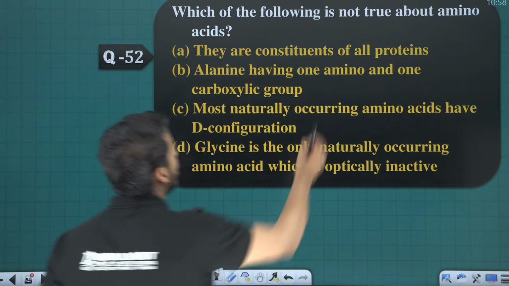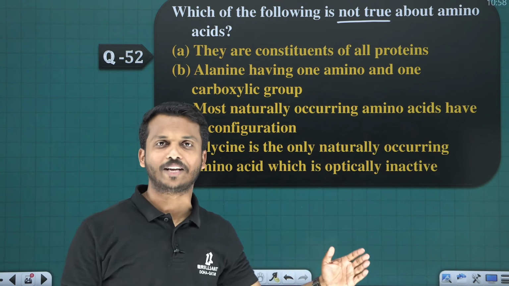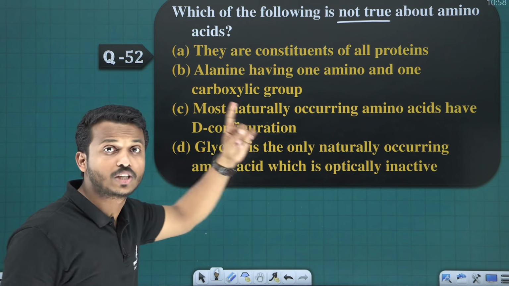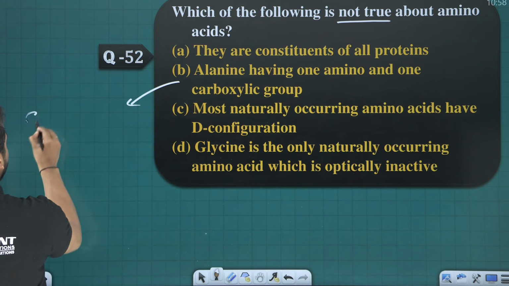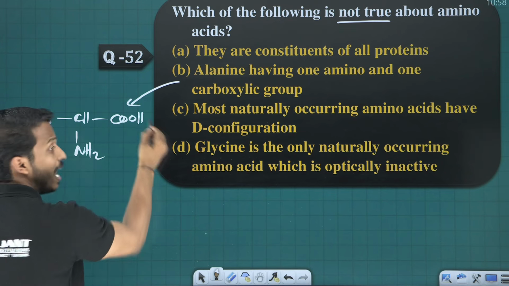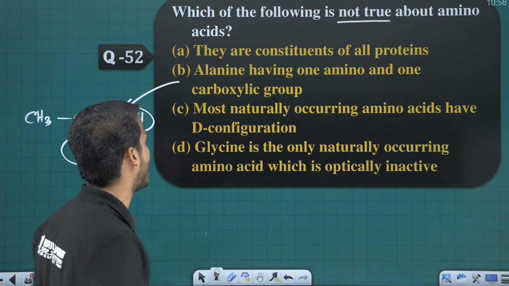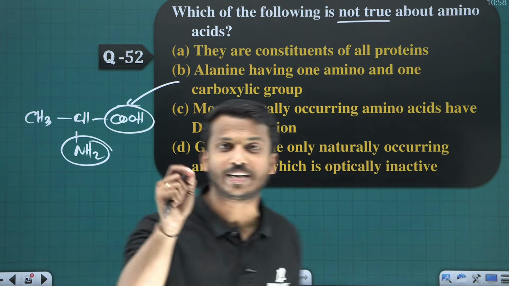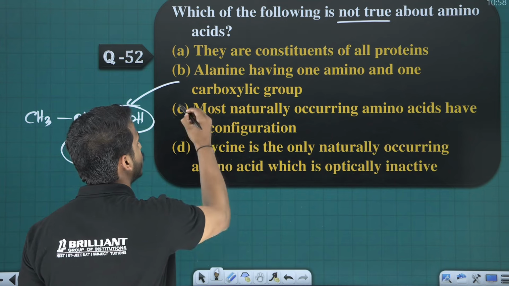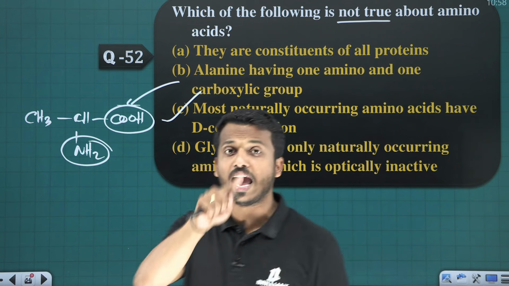52. Which of the following is not true about amino acids? They are constituents of all proteins. Yes, proteins are made up of amino acids. Alanine has one amino and one carboxylic group. What is the alanine structure? That is CH3, CHNH2, COOH. Yes, one amine, one acid group. Most naturally occurring amino acids have D configuration, as mentioned in the textbook? This is wrong, dear. Option C is the answer. Remember, most naturally occurring amino acids have L configuration.